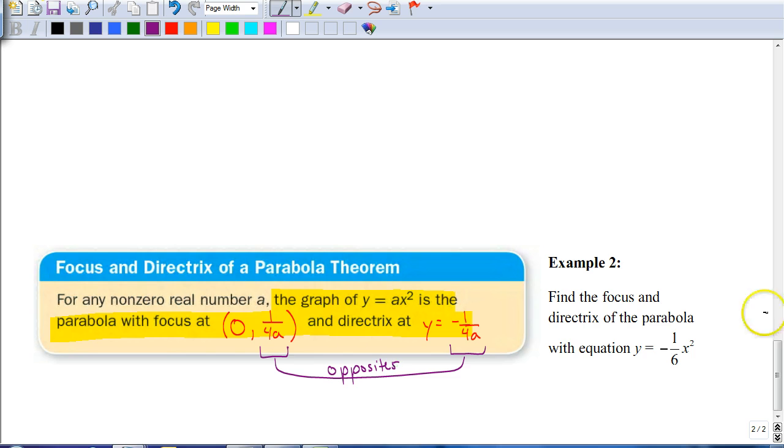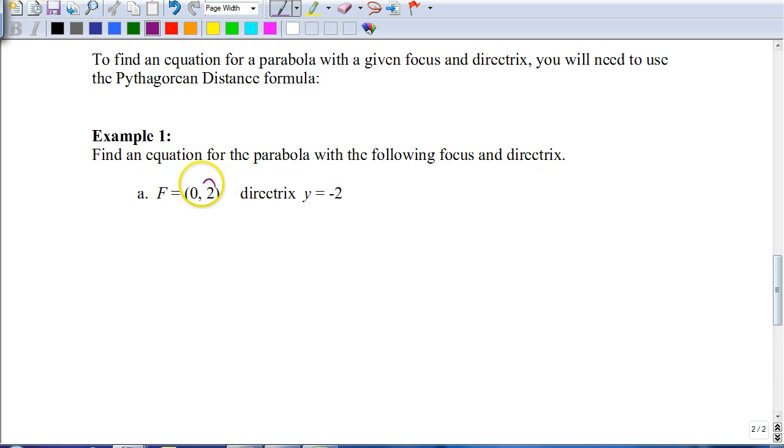So let's look at our first example here. If you notice, the y value for the focus and our directrix, those are the same number, only opposites. That's going to come in handy in a minute when we do example number 2. But for this first example, they ask us for the equation of the parabola. Remember, the equation is going to be in the form y equals ax squared. Well, there's two ways we could go about doing this. We could use the focus, or we could use the directrix.